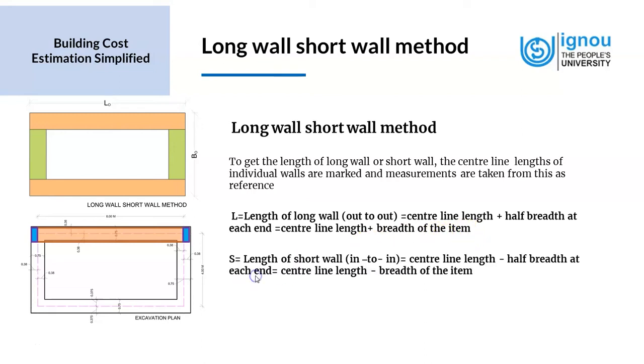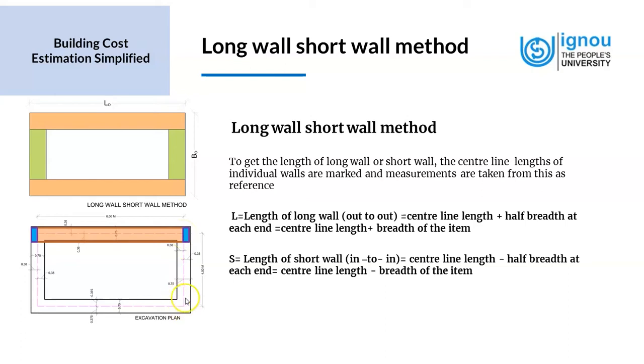Alright, now we move on to the short wall. It is indicated as S, length of short wall in to in. So we see here the short wall is taken in to in. For this, the portion that we need to take is the green colored portion. And for that, again we're taking the reference points from the central line length. The central line is somewhere here. This is where the central line meets at the intersection. So the central line begins here and ends here.